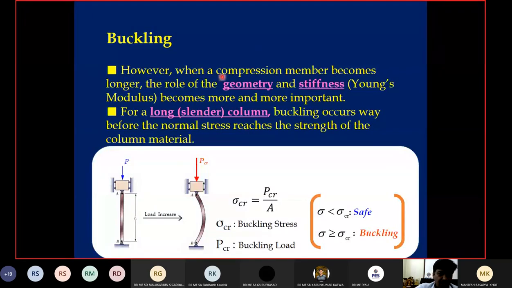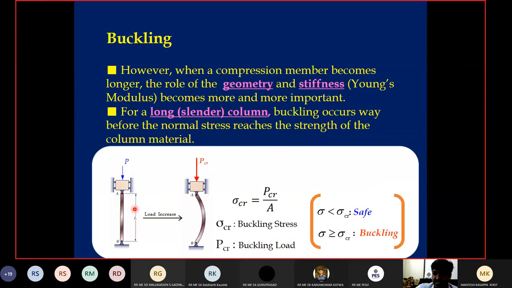Now, when a compression member becomes longer, the role of geometry and stiffness becomes more and more important. So when we are dealing with buckling, it gives you a sense that when the compression member becomes longer, the role of geometry, that means the area and the stiffness of the member, becomes predominantly important. That's the sense you will get whenever you're working with long columns or long compressive members. For a long slender column, buckling occurs way before the normal stresses reach the strength of the column material.